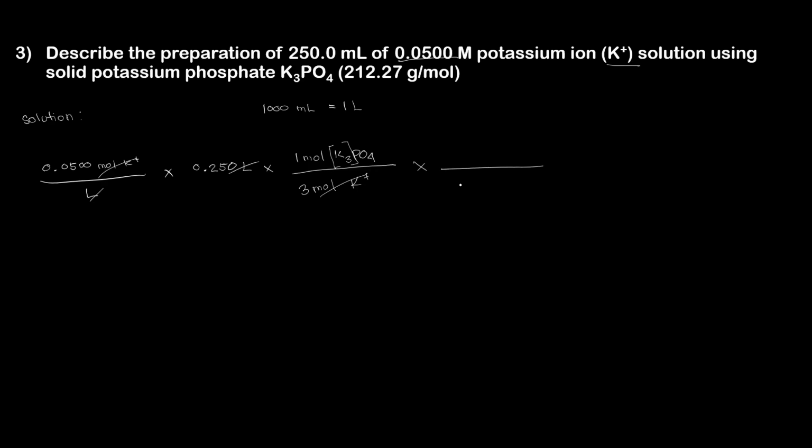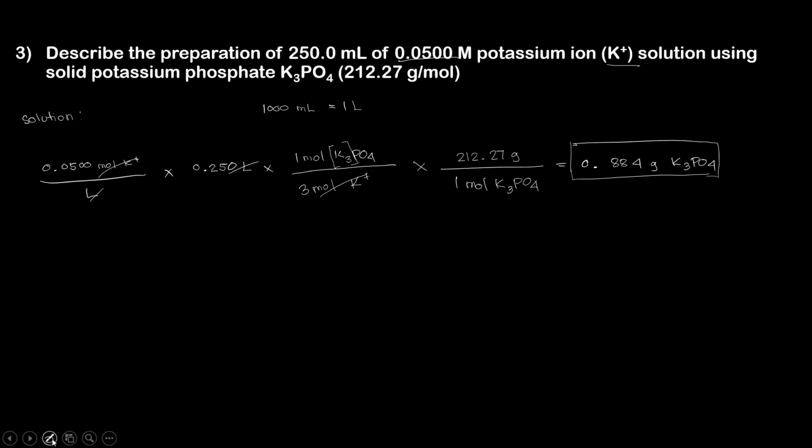Now we can use the molar mass of potassium phosphate, where 1 mole of K₃PO₄ is 212.27 grams. We can now calculate, which is 0.884 grams K₃PO₄. This is the amount that you must weigh in order to prepare the 0.0500 molar potassium ion solution.